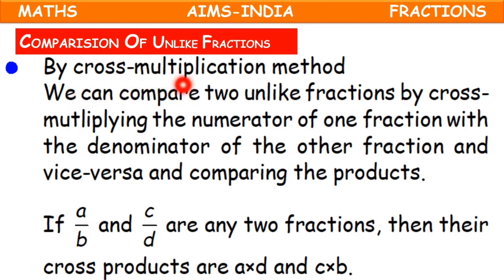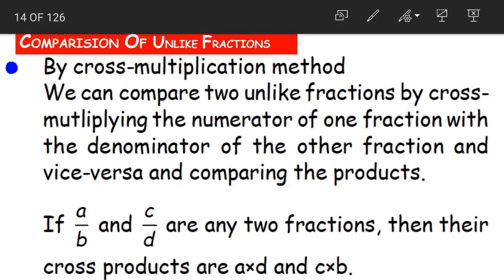What is it? Cross multiplication method. Now we can compare two unlike fractions by cross multiplying the numerator of one fraction with the denominator of the other fraction and vice versa, and comparing the products. We always have two fractions to compare, right? Say a by b and c by d are any two fractions. These two are our unlike fractions, and now we have to compare them. As they are unlike fractions, we cannot directly compare, so we will apply the cross multiplication method.